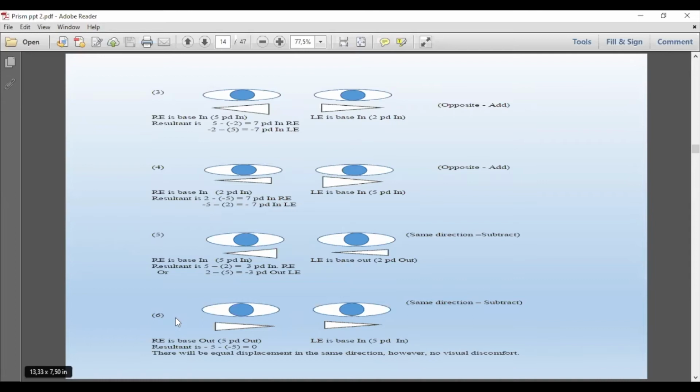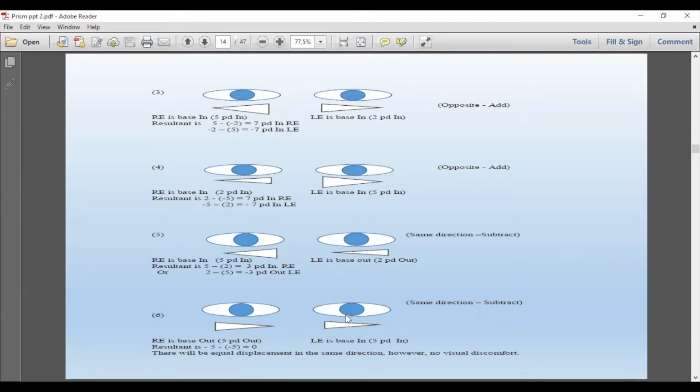Right, let's look at 6 over here, where I have 5 out in the left. And over here for the left eye, I have 5 in. Now, what do you notice over there? 5 out and 5 in. These are equal displacements. So that means your difference is going to be 0. So there's no prismatic effect, only a displacement, but equal displacements in both eyes. So there's no prismatic effect as such. Okay.